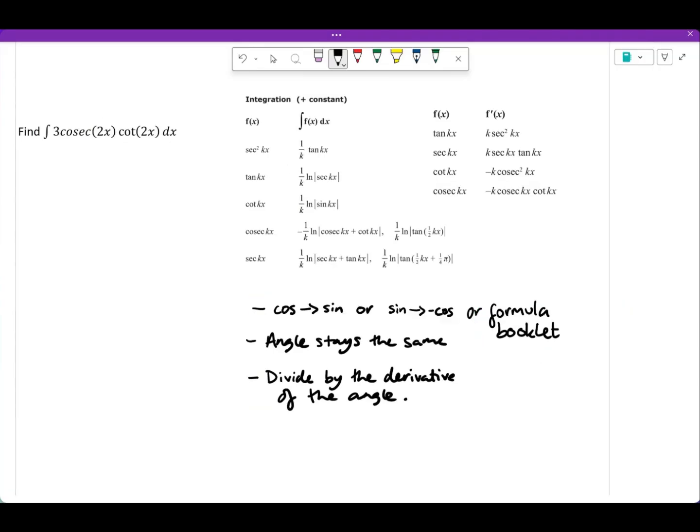So here's our next integral. We have cosec being multiplied by cot. Importantly, our angles are 2x in both cases. Okay, that's going to be important when we've got trig functions multiplied together if we're going to be able to integrate. Let's do our reverse chain rule check.